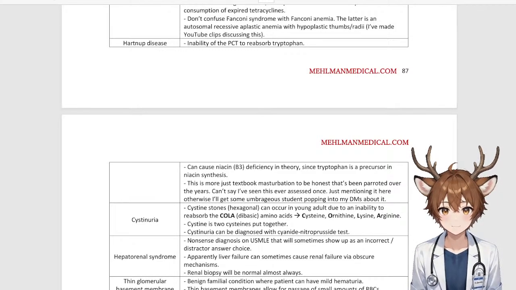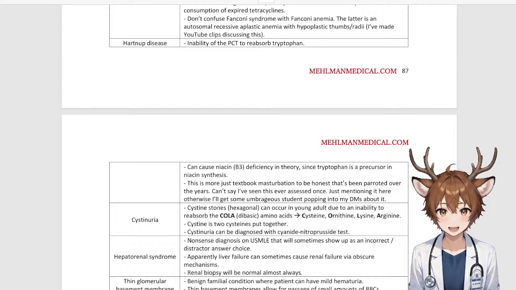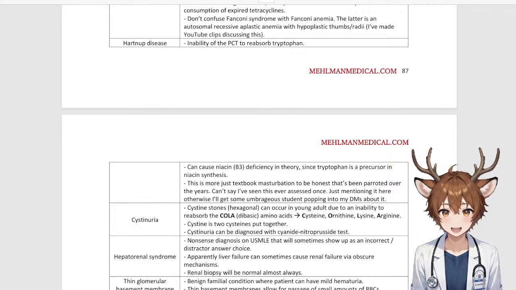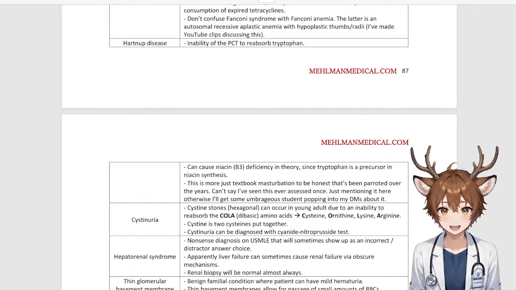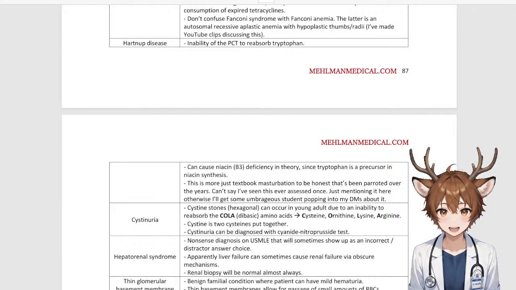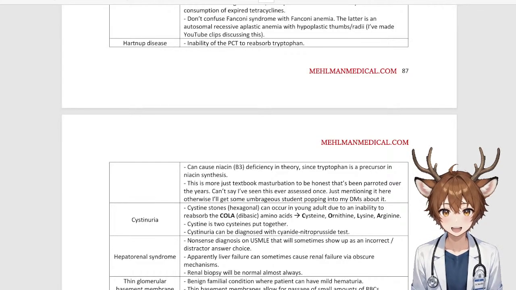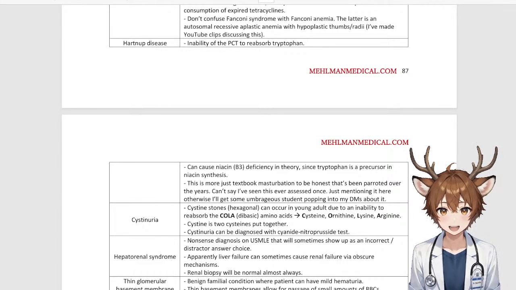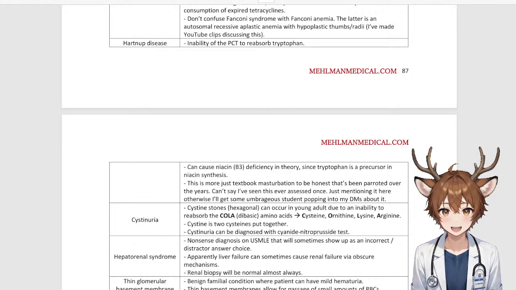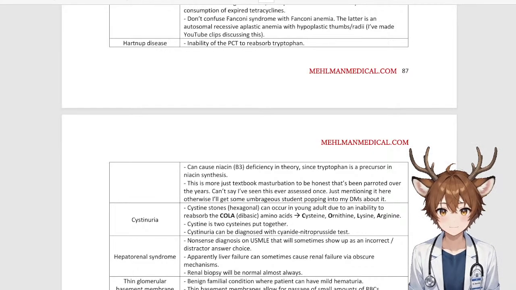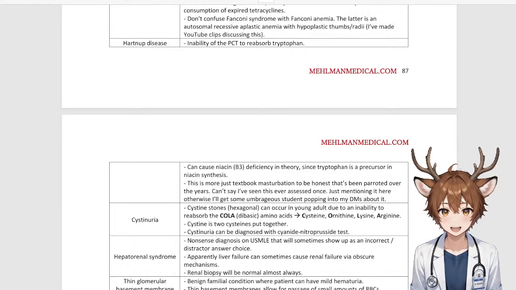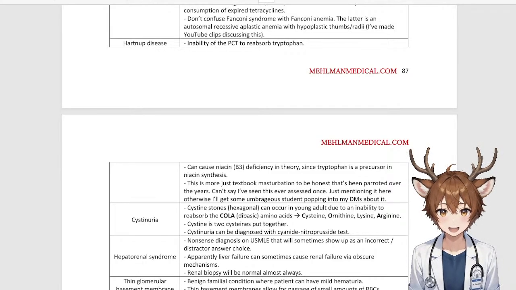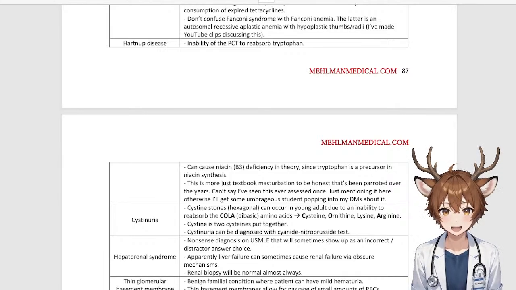Hepatorenal syndrome, a nonsense diagnosis on USMLE that will sometimes show up as an incorrect answer/distractor answer choice. Apparently, liver failure can sometimes cause a renal failure via obscure mechanisms. Renal biopsy will be normal almost always. So it could be an answer if it has a certain presentation. But realistically speaking, if you see hepatorenal syndrome, that's probably supposed to throw you off. It's not the answer, probably.